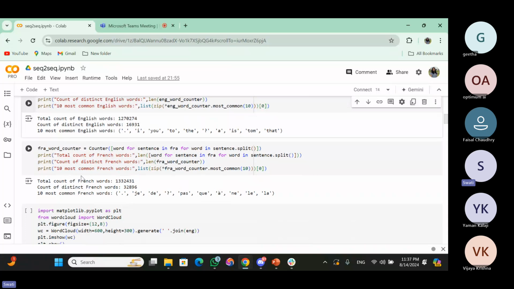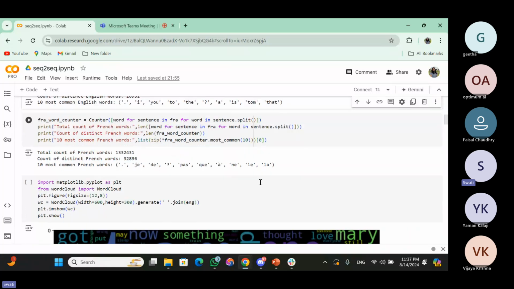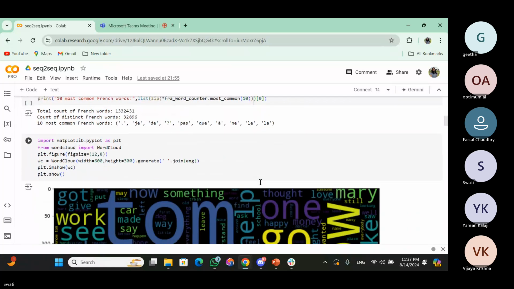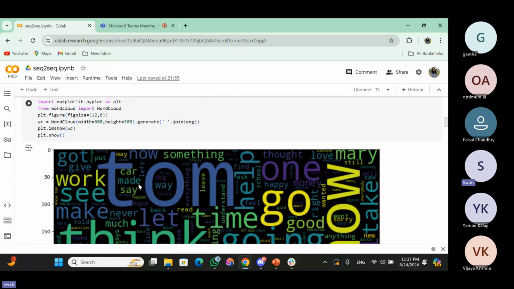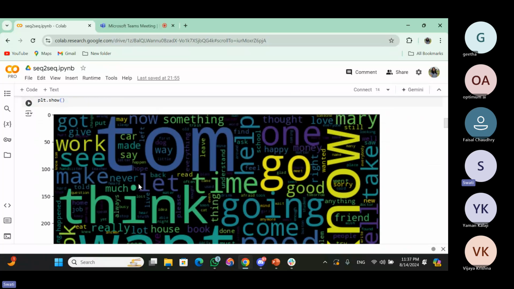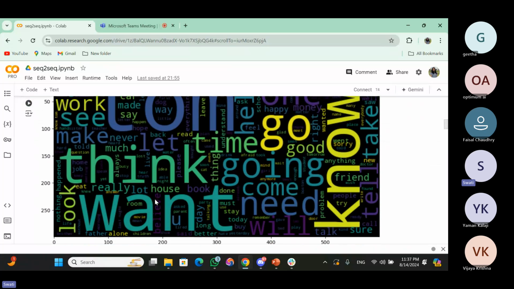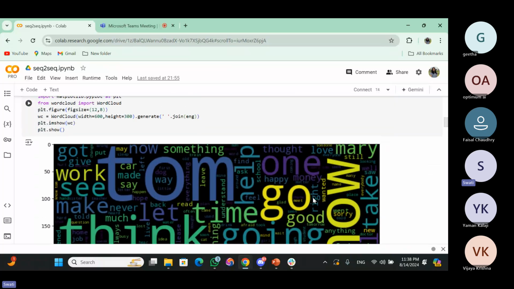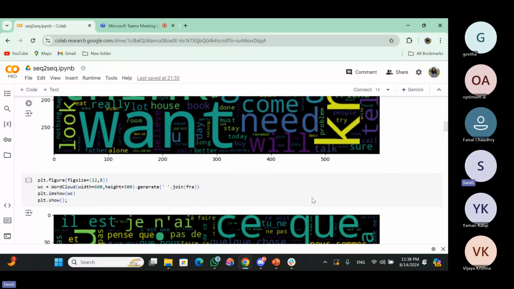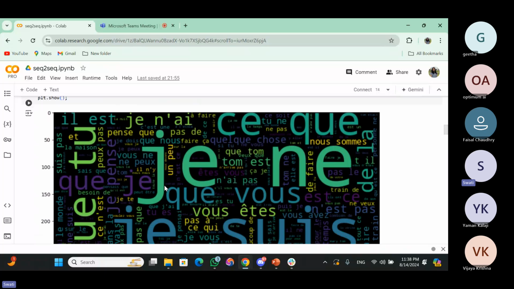Then we do the same as the French counter: total count, count of distinct, and the 10 most common. This is just an analysis. It has nothing to do with your model, but it is always good to look at your data to see what is there. You can also create a word cloud using this, so you can see which words are most common. Like Tom is most common, think is common, want, no. These are the most repeated words in the English vocab, and in French you have these.